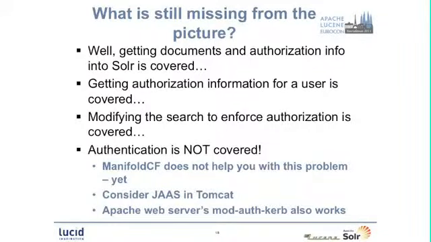So what's still missing? Basically we get documents and authorization into Solr. We've covered that. Getting information from a user, we've covered that. Modifying the search to enforce security, we've done that. But we haven't covered authentication, and I alluded to this earlier. There's your solution. It's possible that Manifold CF will actually do this at some point, giving you some sort of component that would make that much easier, a JAAS plugin that we write as opposed to one that you have to go and find. But that's not the case now.